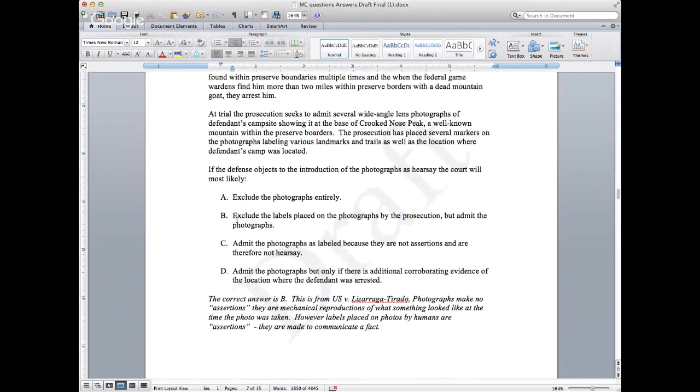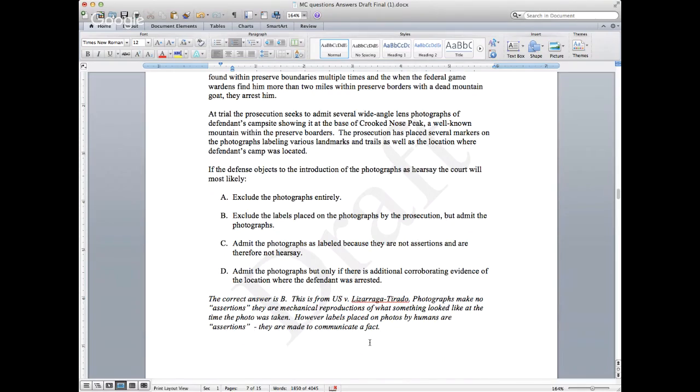And exclude the labels placed on the photographs. Oh, I did see this. I missed it. Exclude the labels placed on the photographs, what I said before, and omit the photographs. And the correct answer is B, from U.S.